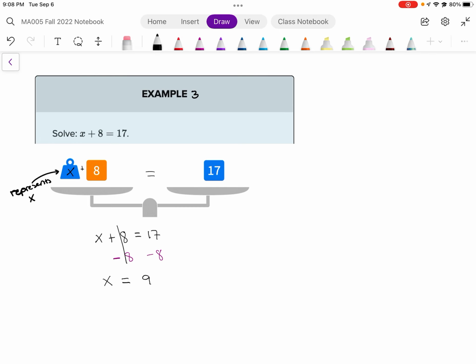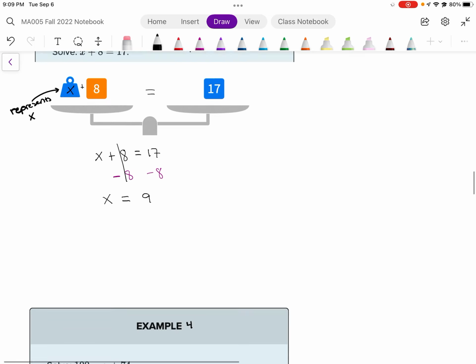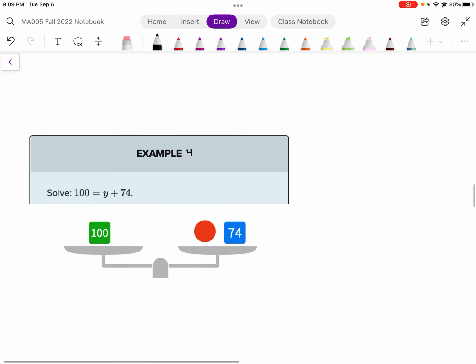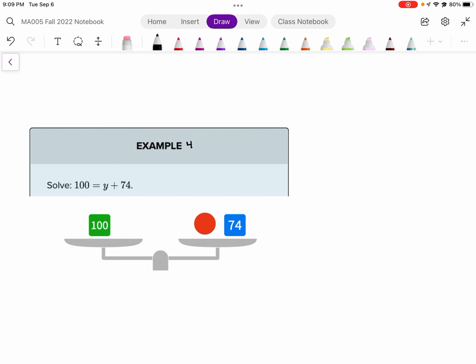Okay, so you can always check that by plugging your 9 in here, and you get 9 plus 8 equals 17. Is that true? Yes, it is. Check. So that's our check right there. All right, so why don't you try example 4 without me? Just take a look at the picture and then do it mathematically.